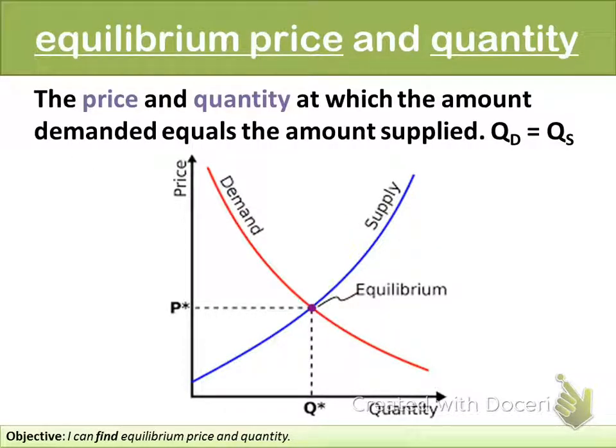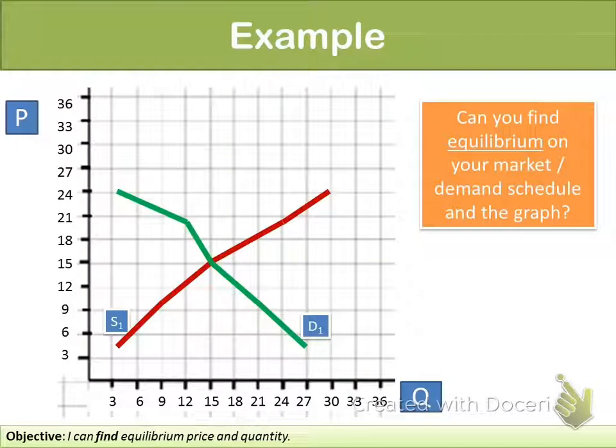So to start with equilibrium price and quantity, the formal definition is the price and quantity at which the amount demanded equals the amount supplied. So Q sub D equals Q sub S. Basically, wherever those lines intersect, that is your equilibrium point. And we can find this on our do now. If we look at where the lines intersect, we can label that as our equilibrium point. You should also be able to find it on the table where quantity demanded equals quantity supplied.